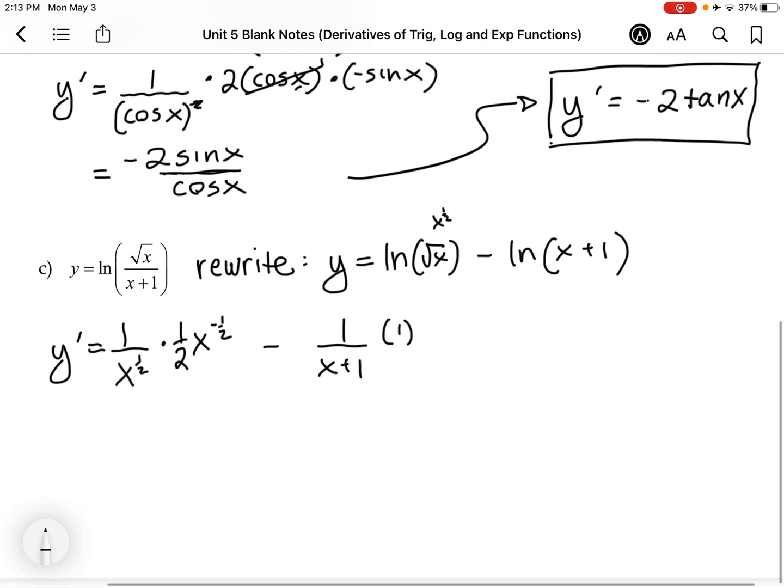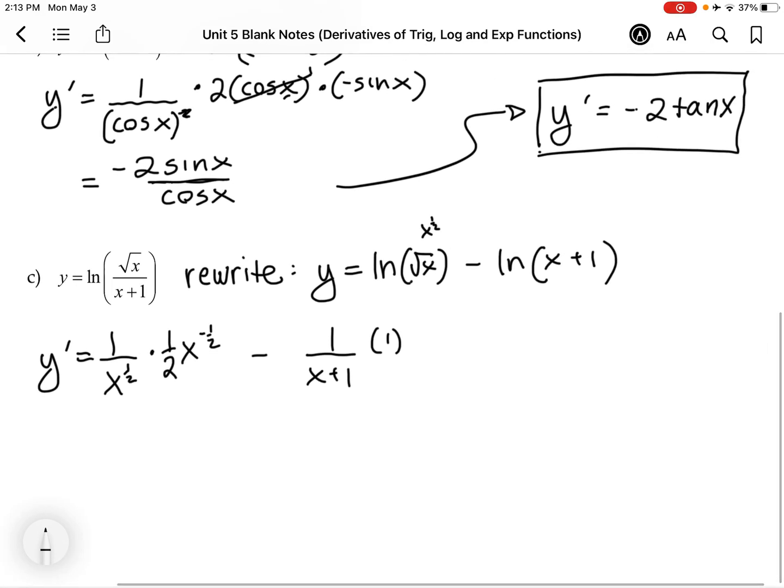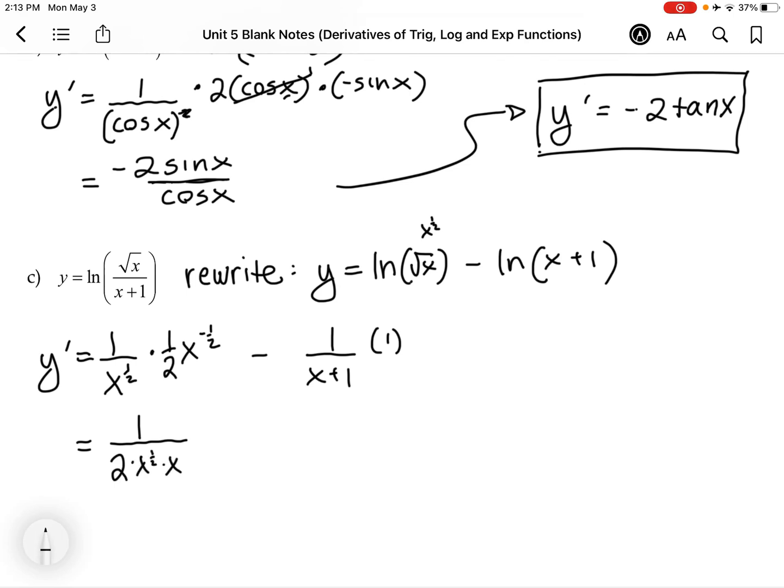Okay, now we have to simplify this a little bit. So from the first term, the x to the negative 1/2 is going to come down. We're going to get 1 over 2 times x to the 1/2 times x to the 1/2 minus 1 over x plus 1. And that is just 1 over 2x minus 1 over x plus 1.